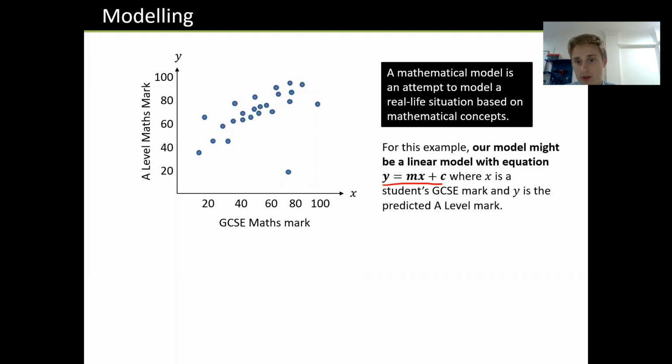The idea is that once you find that equation, you could use that to predict. So for example, you could take somebody with a new GCSE grade and say, roughly, we think they're going to get this grade. And in fact, this is actually how performance management targets work behind the scenes.